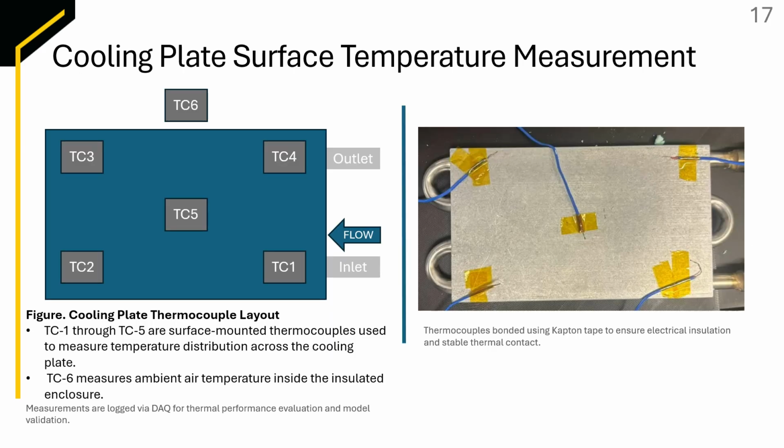For our cooling plate surface temperature measurements, we have a figure on the left showing where all the thermocouples are going to be placed. We have thermocouples 1 through 5 placed on the plate, and thermocouple 6 placed outside of the plate to get the ambient temperature of the surrounding area. This is also shown in the figure on the right, where it shows the real system.